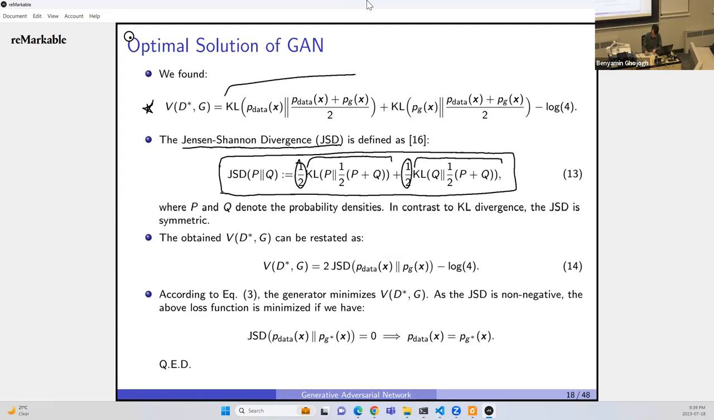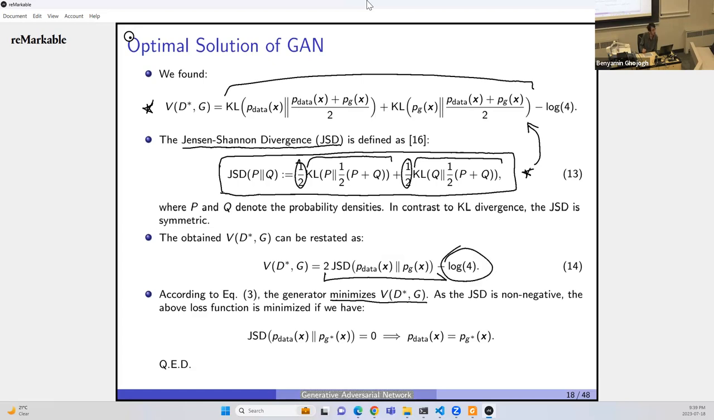By this definition, this is the Jensen-Shannon divergence. This is 2 times Jensen-Shannon divergence between P of data and P of G. Compare this equation 13 with what we had. We'll get equation 14, right? We know that we want to minimize this V of D star and G. Why? Because generator minimizes this loss function. Discriminator maximizes that. We are talking about generator now. Generator minimizes that. For this to be minimized, what should we have?